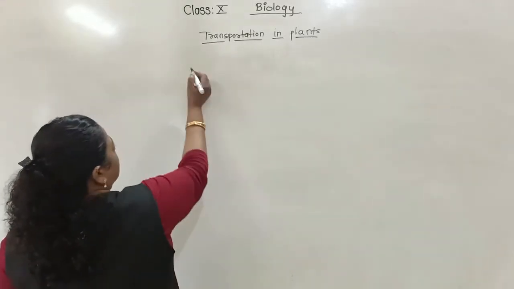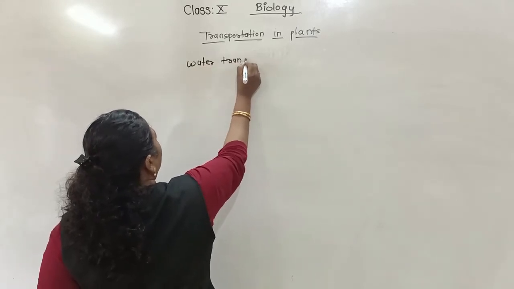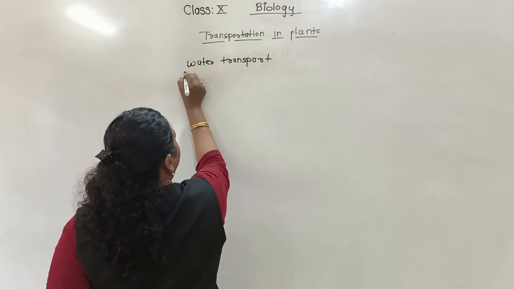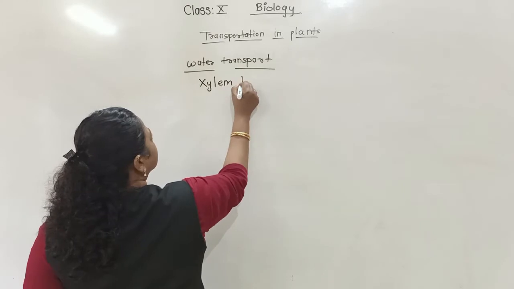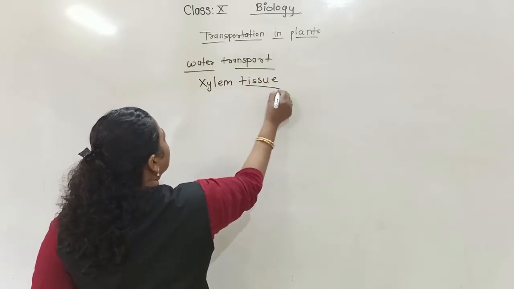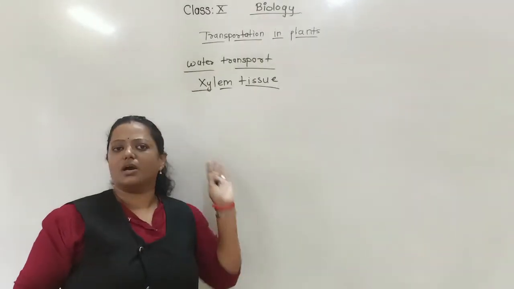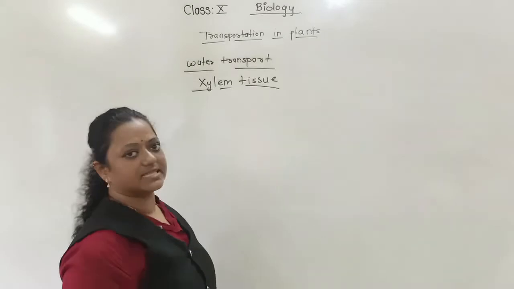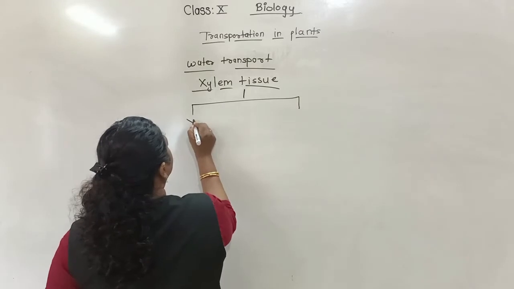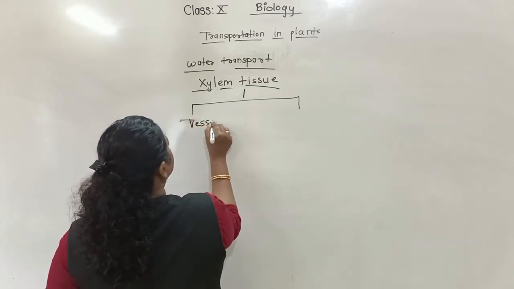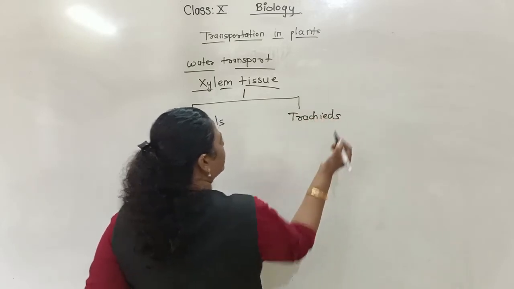In the transportation system, water will be transported by a specific kind of tissue, called xylem tissue. The tissue that transports water from the root to the tip of the plant is called xylem tissue. This xylem tissue is mainly made up of vessels and tracheae.